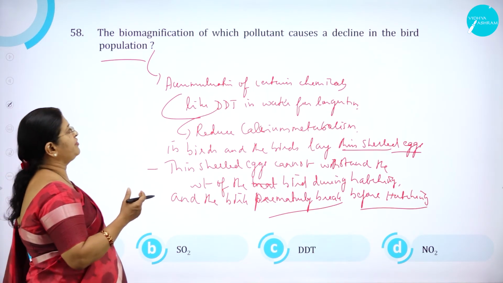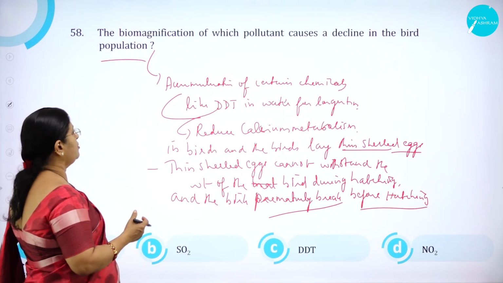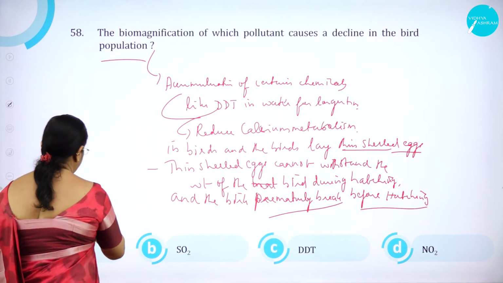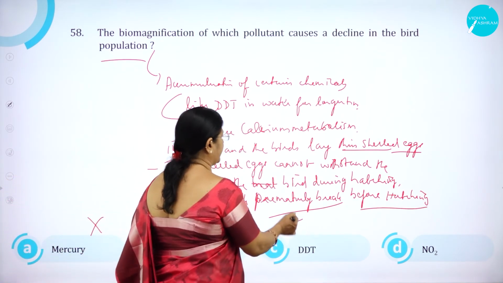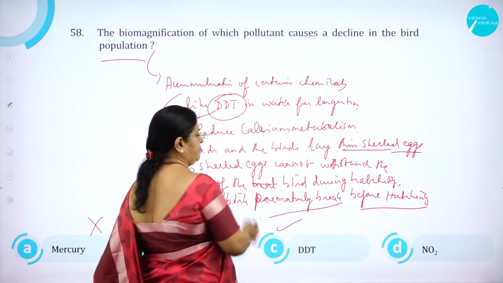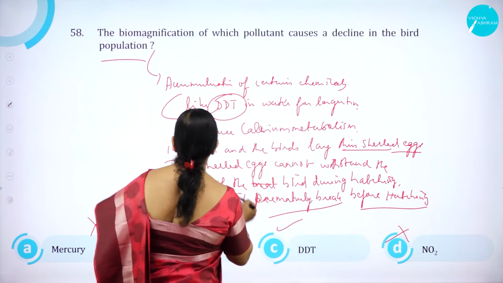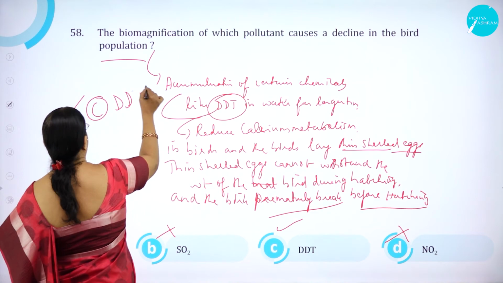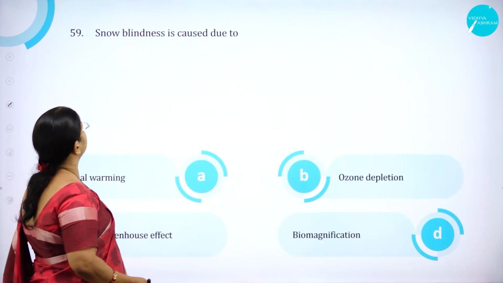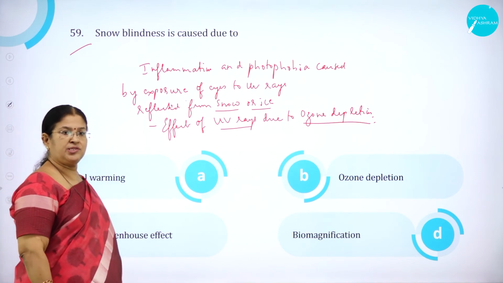So the biomagnification of which pollutant causes a decline in the bird population? A, mercury, no. B, SO2, no. C, DDT, correct. As I said, DDT is correct and NO2 wrong. So option C, DDT is correct. Moving on to the 59th question.